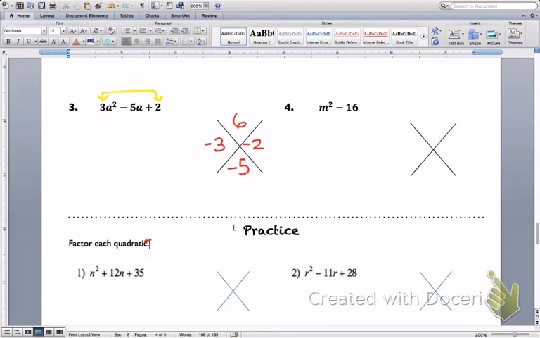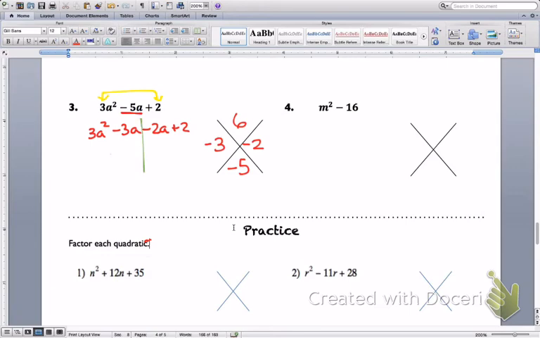Sorry, some stuff is happening here on my screen. All right, there we go. 3a squared minus 3a minus 2a plus 2. So again, I split the middle term. Still equivalent. Go ahead and factor by grouping again.